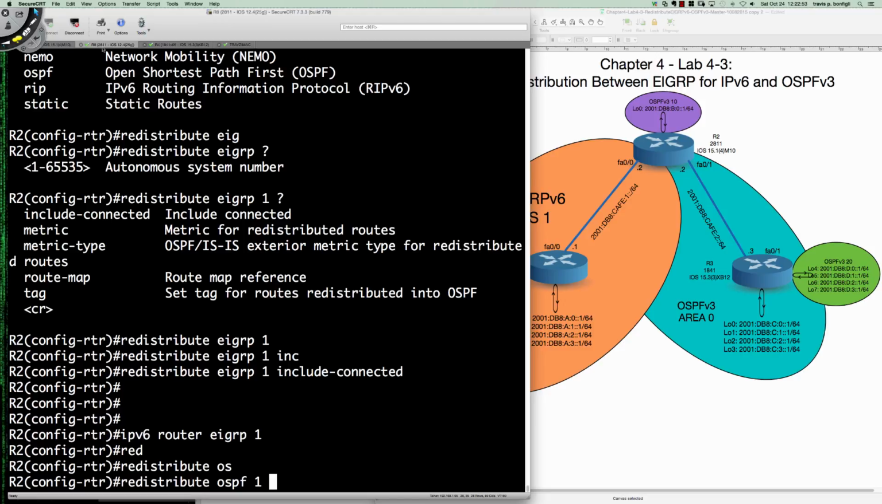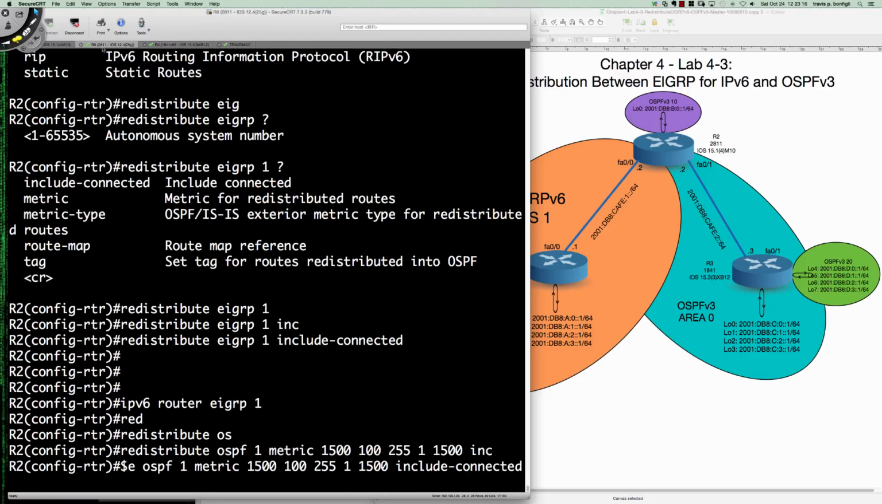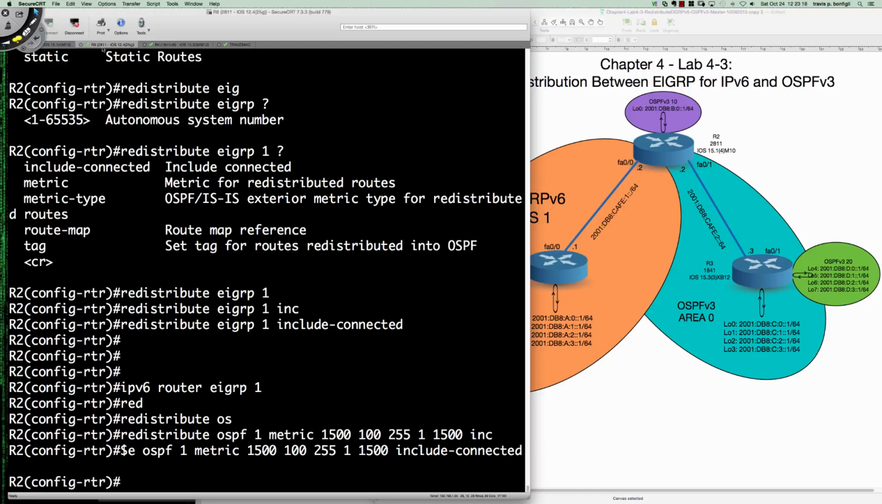from OSPF into EIGRP. And what's particular about EIGRP? Exactly, the metrics. We need to make sure that we have our metric set. So I'm going to say metric 1500, 100, 255, 1, 1500, and that should do it. Now, again, I'm going to include connected, so I get those transit networks.